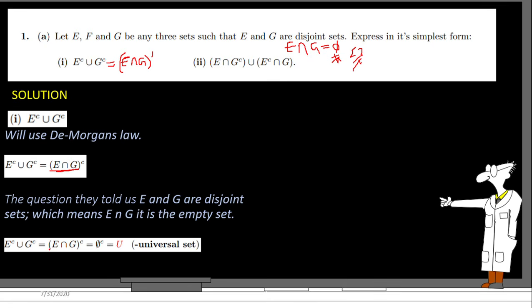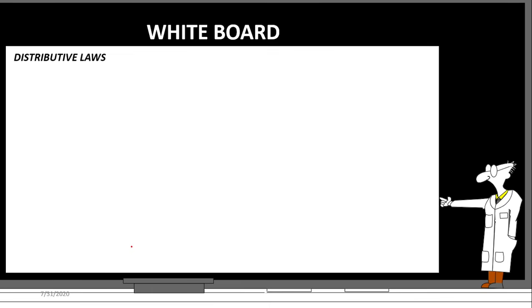So the final answer will be the complement of E intersection G, which is the disjoint set, complement. So it is giving you the empty set. Then the complement of the empty set is the universal set. So this is right. Let's continue.